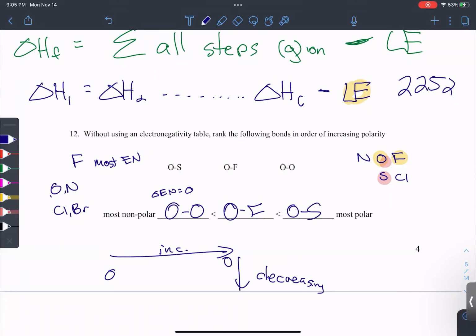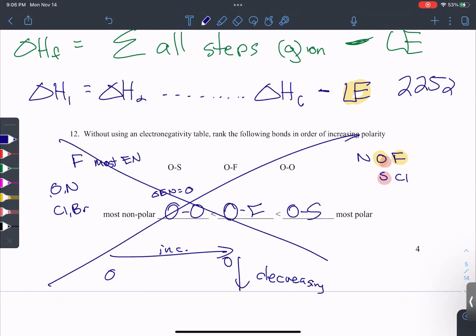Oh, the question is incorrect on my key. Is it? That's what happens when I write my own questions. Dang it. Okay, so you should just ignore 12. You can't solve it using the trends that we taught you. Sorry about that. This is what happens when I write my own questions.